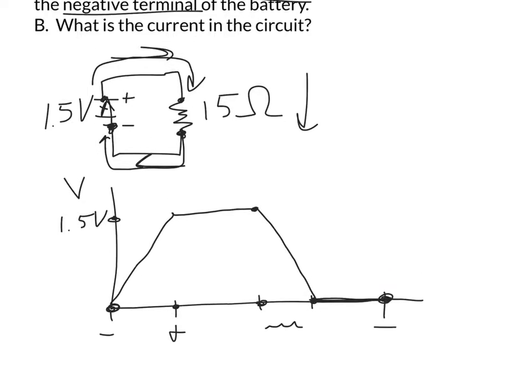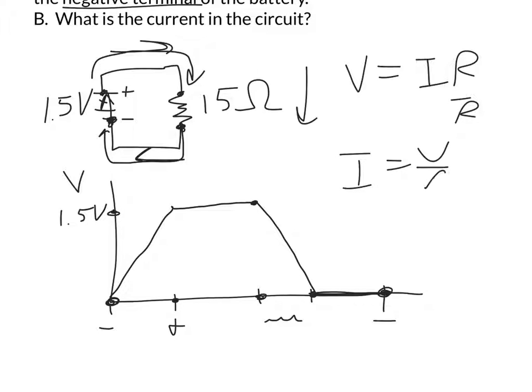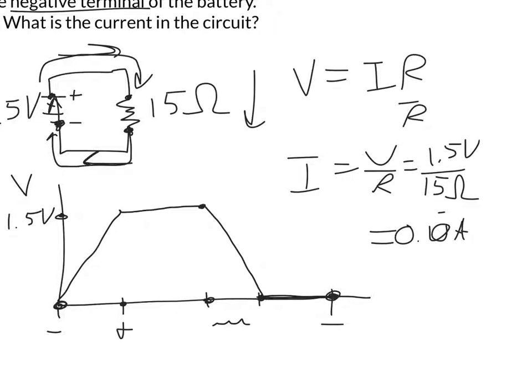What is the current in the circuit? Well, the current in the circuit can be done with Ohm's law. V equals IR. If I do that, I have to divide by R, so I'm going to get I equal to V divided by R. And they made the numbers really easy, right? That's 1.5 volts on top divided by 15 ohms, so a tenth. 0.10 amps. 2 sig figs. Yeah, makes sense. The second part was easier than the first.